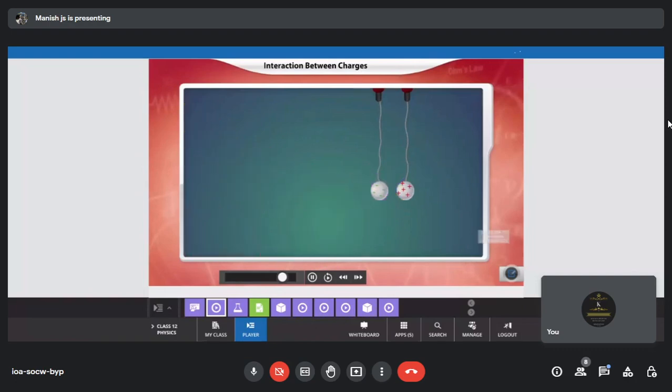Well, they attract each other this time. Why? Why do the balls attract now? What is the concept again? Unlike charges attract. Very good. Unlike charges will attract each other. So both of them have opposite charges. One of the pith balls has positive charge, wherein the other had negative charge.